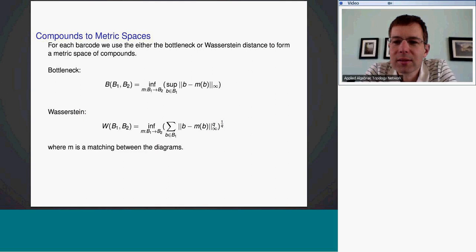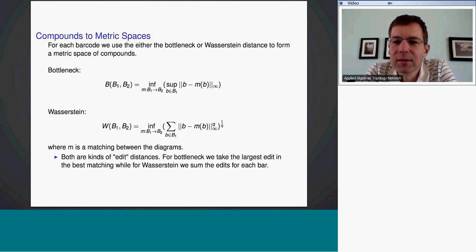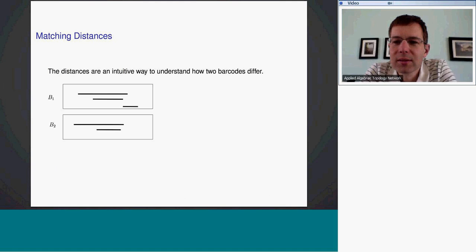Here's a reminder: the bottleneck and Wasserstein distances are basically matching distances. They look at the error in various kinds of matching. The bottleneck takes the longest error among the bars in the optimal matching, and the Wasserstein takes the maximal error for each bar and sums them. I said that wrong. In any case, a picture will explain exactly what we're doing.